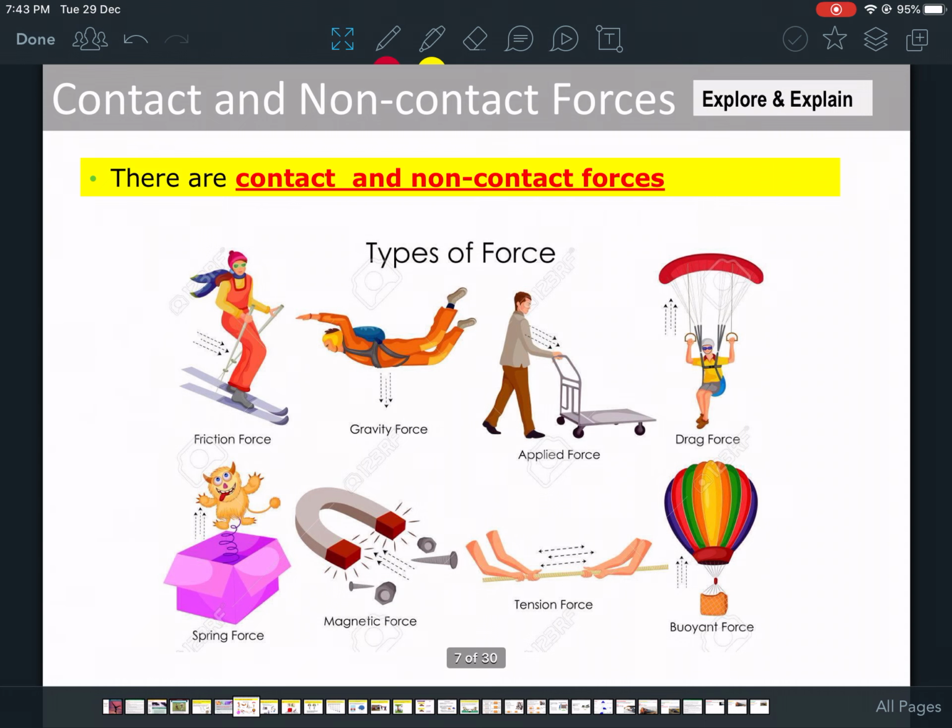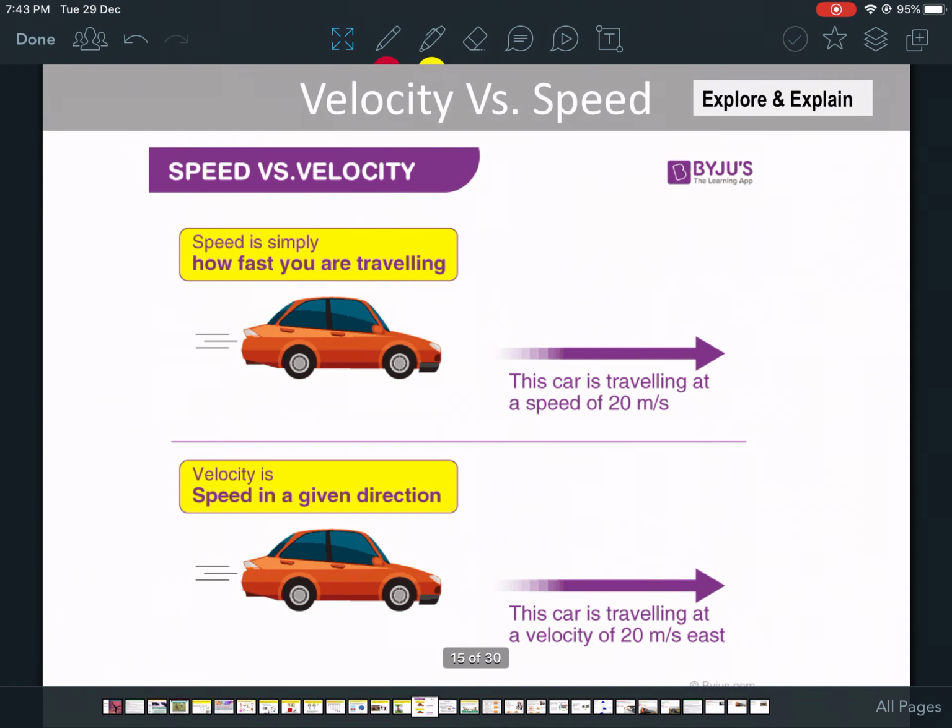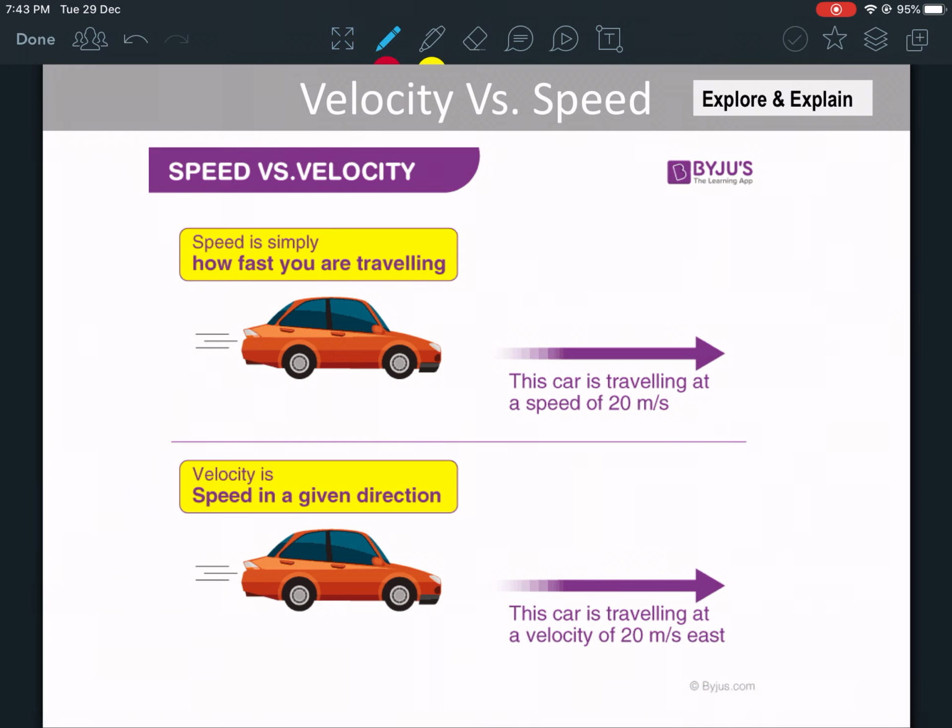So today we're going to talk about the difference between speed and velocity. Okay, you're going to be needing this when we're talking about forces all the way through the lessons, especially when we talk about Newton's laws of motion. You're going to need to know the difference between speed and velocity. So speed is basically how fast you are traveling, and the unit of measurement is meters per second.